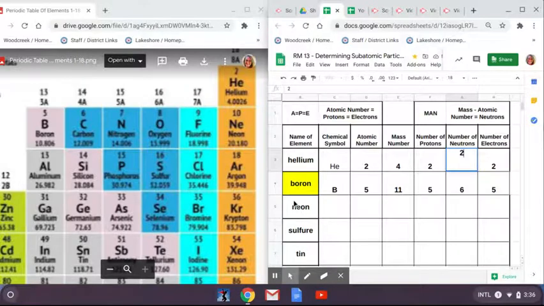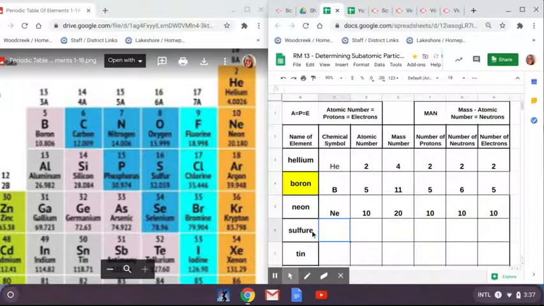Okay, now we're going to do neon. Thankfully, neon is right below helium, so that's really easy to find. Its chemical symbol is capital N and a lowercase e. And its atomic number is 10. And its mass number is 20.1, so there's no need to round. And because the atomic number is 10, that means I have 10 protons and 10 electrons. Then we subtract our mass number and our atomic number. 20 minus 10 equals 10.